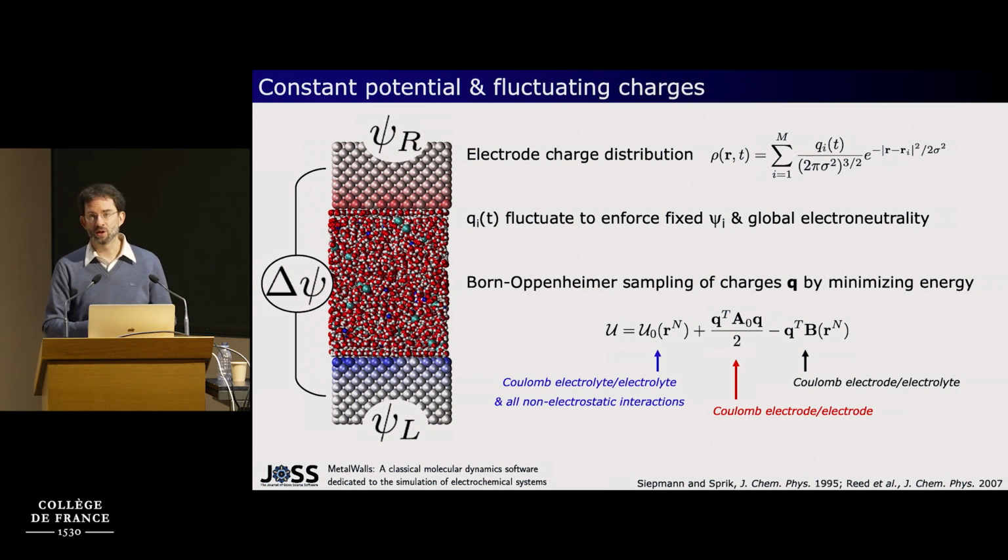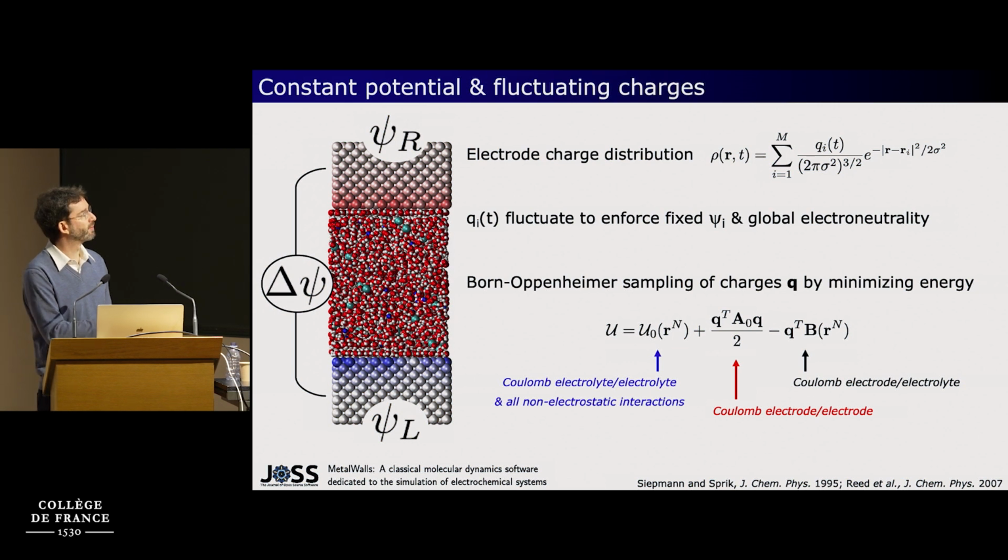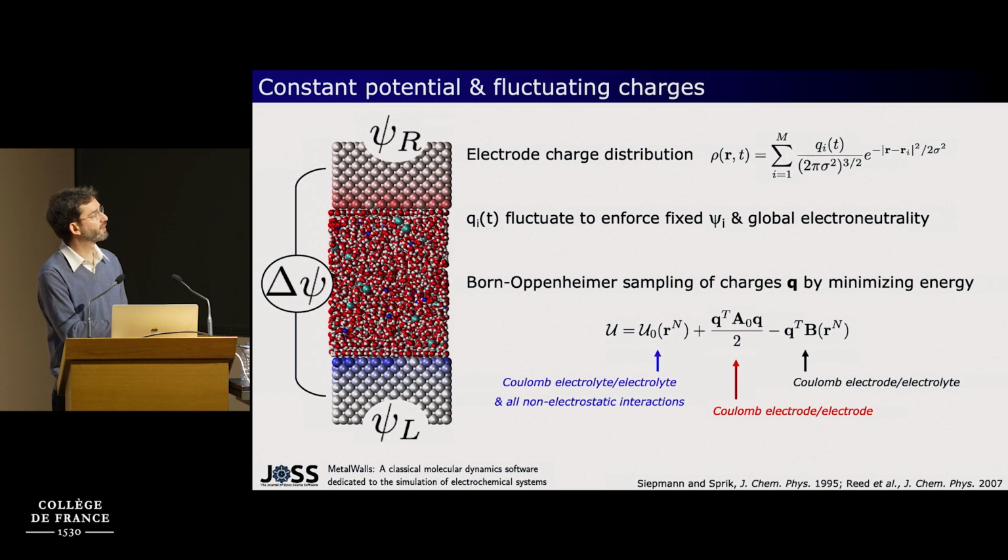And the way the charge fluctuates is that at each time step of the molecular simulation, you recompute the partial charges, so the magnitude of each electrode atom charge. You recompute it in order to enforce the constant potential and global electroneutrality constraints. And this involves minimizing the energy under that constraint with respect to the set Q of all the partial charges of the electrode atoms. And this energy contains both non-electrostatic interactions, which do not depend on the partial charges, and also electrostatic interactions, which contain electrolyte-electrolyte interactions. So again, it does not depend on the electrode atom charges. It contains electrode-electrode interactions, which is quadratic in the partial charges, and it involves a matrix A0 here, which depends only on the atomic positions of the electrode atoms and on the Gaussian widths around each atom. And the last term here couples the electrode atoms with the electrolyte.